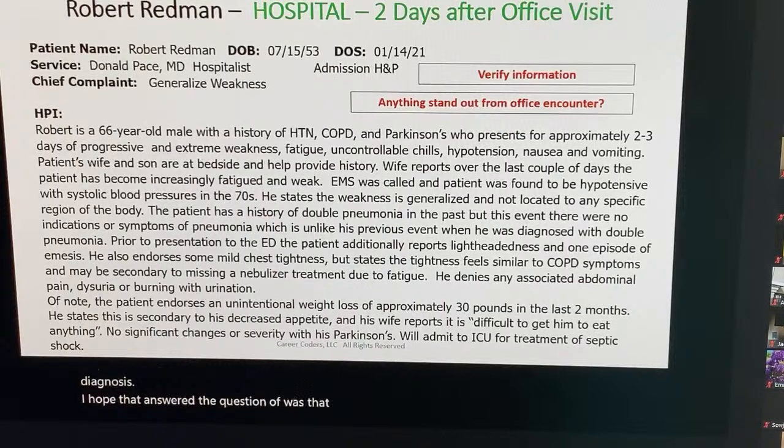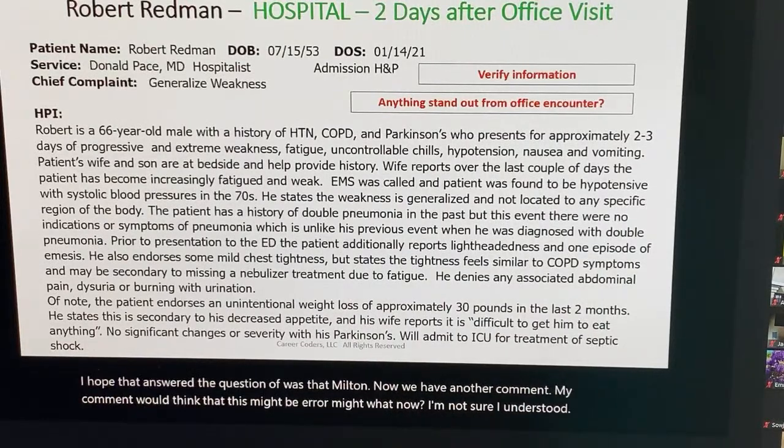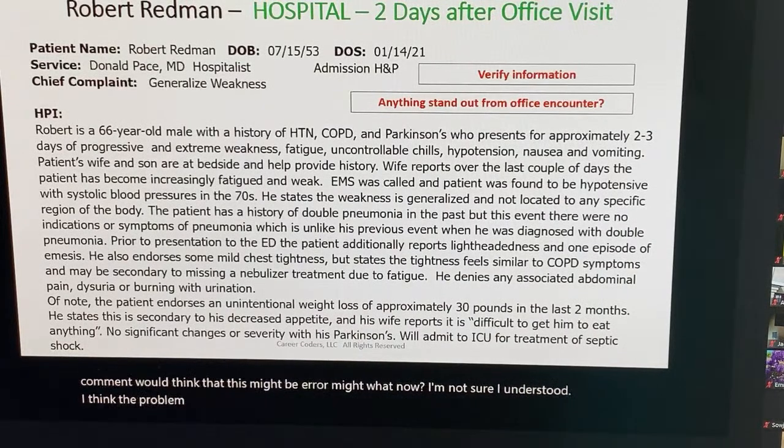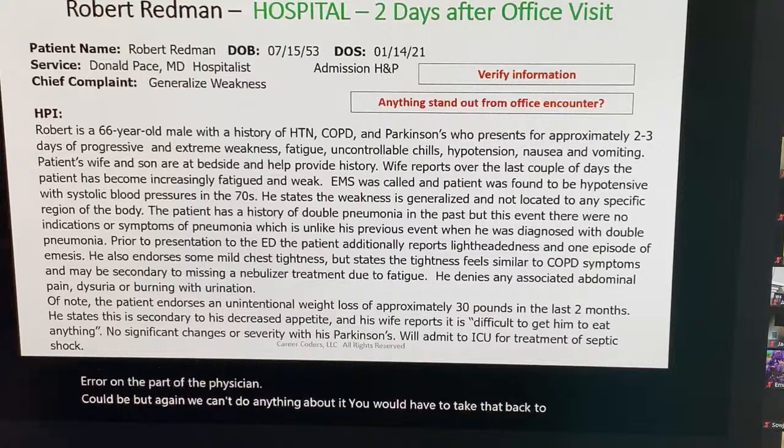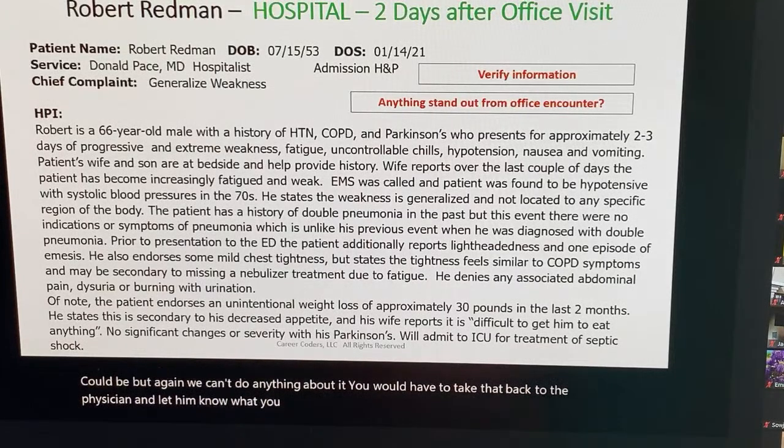Now we have another comment. My coworker would think the probable might be an error on the part of the physician, or a dictation error. Could be, but again, we can't do anything about it. You would have to take that back to the physician and let him know what you see, let them change it, but we can't do anything about it. Our hands are tied. Okay, it has to be clarified then.